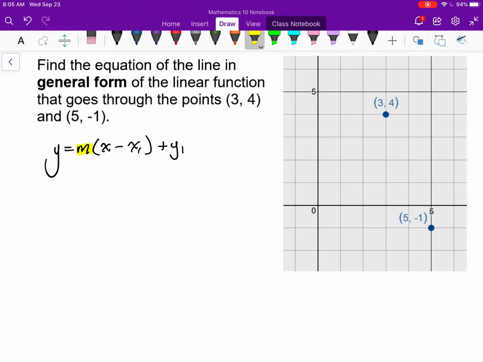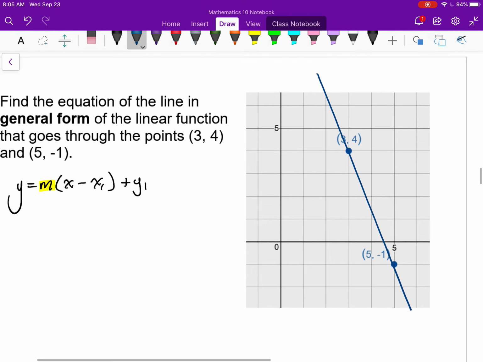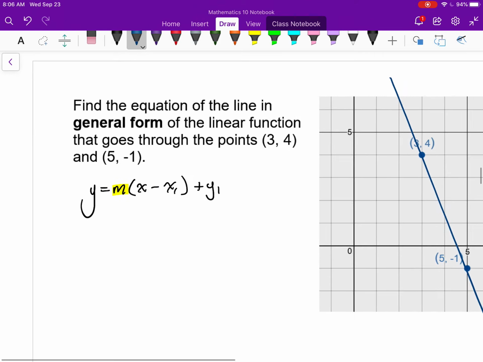The first thing I want to figure out is my slope. I know my line goes through these 2 points. It's not a bad idea to actually draw it in here, so I'm going to grab a ruler and draw my line. There's my line. If my line goes through these 2 points, I can visualize it quite well. My y-intercept is somewhere up near 10 or something, but I don't know where it is exactly.